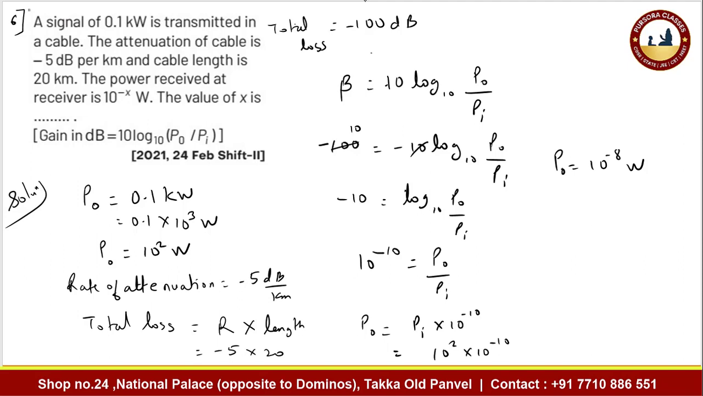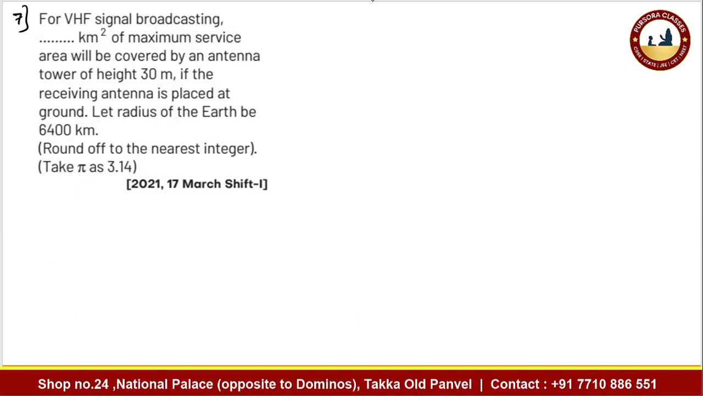So the power received at the receiver is 10 raised to power minus x watt. If we compare, we get x as 8. So the value of x is 8. I hope students you have understood this question. Thank you. Okay students, so moving ahead with the next question.